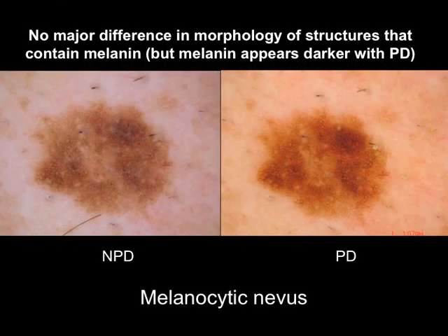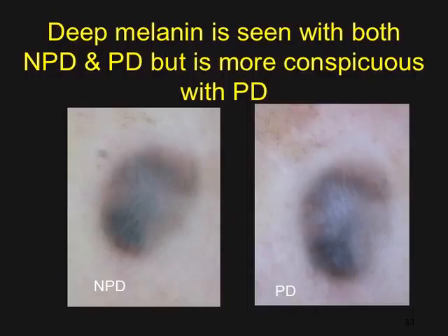When it comes to melanin, pretty much the same. With polarized light, the melanin will appear a little bit darker. It'll be a little bit richer in its color under polarized light. Again, you're getting different depths of melanin that you're seeing with the polarized light. The deeper melanin will appear also different.